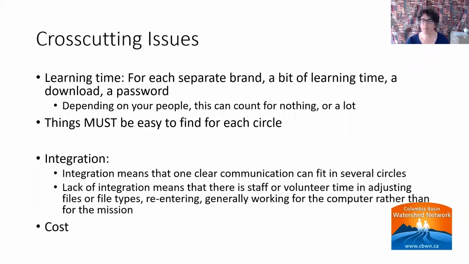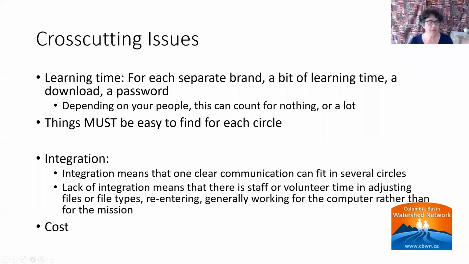For me, and again, we talked about this a little bit, the cross-cutting issues are learning time. What we do in the Columbia Basin is talk to our different member networks and try to figure out what everybody else is using, so that there is a lower barrier for people. Because each different tool means a little bit of learning time, maybe a password, so you try to see what other people in your area are using. Things have to be easy to find, whatever the circle is. Can they find them and can they act on them?